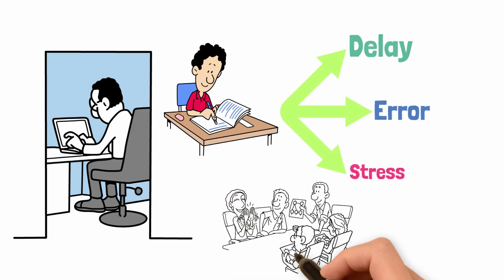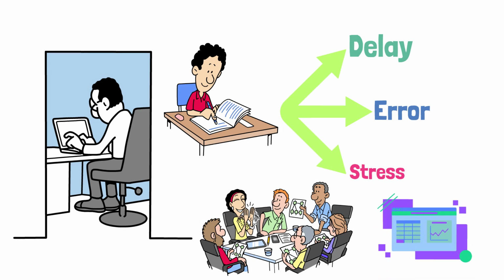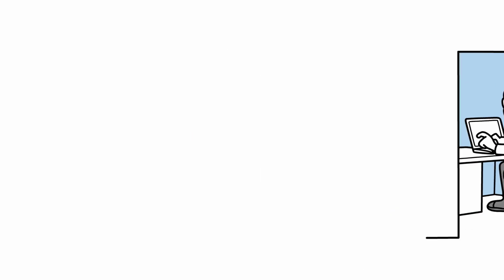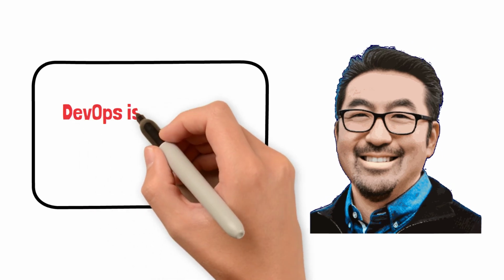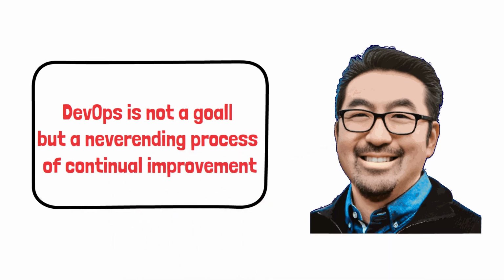DevOps is a culture where developers and operations teams work together, just like friends on a project. It helps build and deliver software faster, better, and with fewer problems. Here's a famous quote by Gene Kim, a well-known DevOps expert. DevOps is not a goal, but a never-ending process of continual improvement.